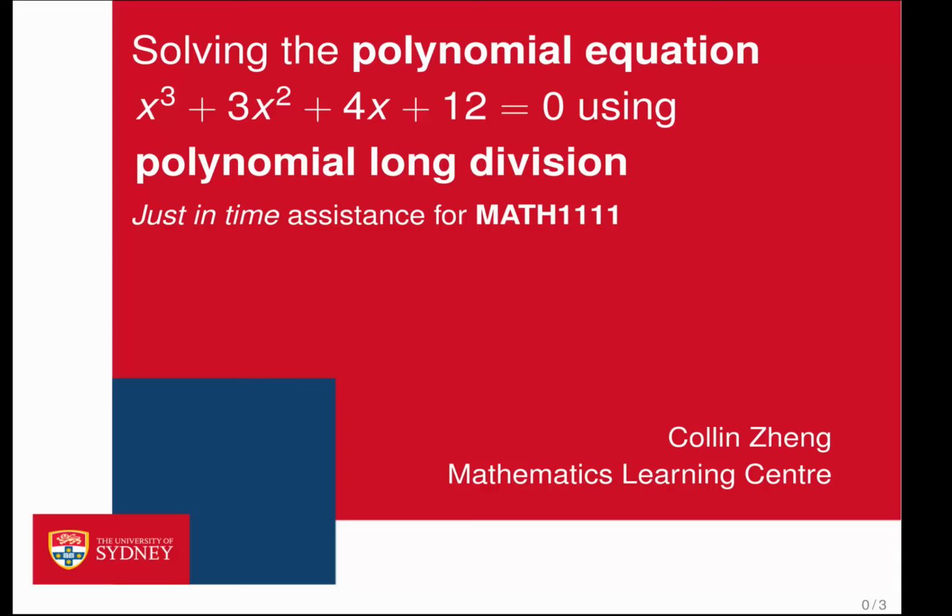Hi, I'm Colin. In this module, we're going to use polynomial long division to help us solve the cubic polynomial equation x cubed plus 3x squared plus 4x plus 12 equals 0. Recall long division with numbers from your earlier schooling days.